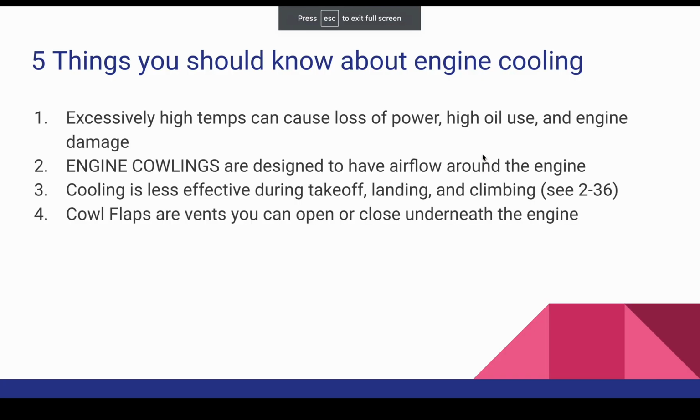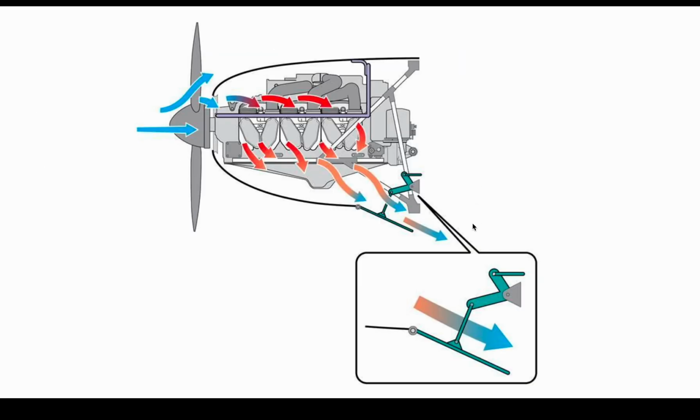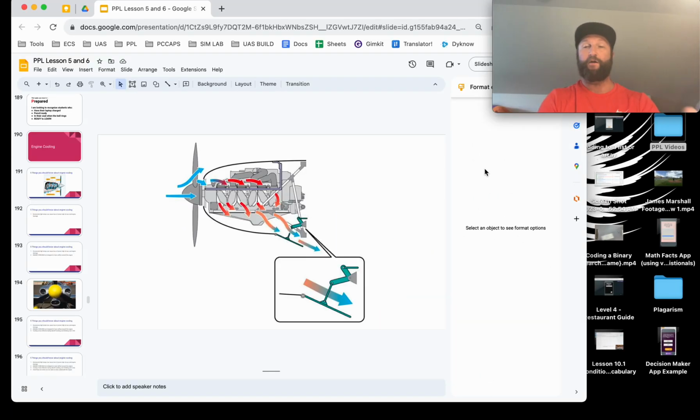Cowl flaps are vents you can use to open and close underneath the engine. Not every plane has cowl flaps, but a lot do. If you do have a cowl flap, you have some sort of lever inside the plane so you can open this bottom flap. So if you want to increase airflow, you've got it closed, let's say, and you're like, oh, it's getting a little warm.